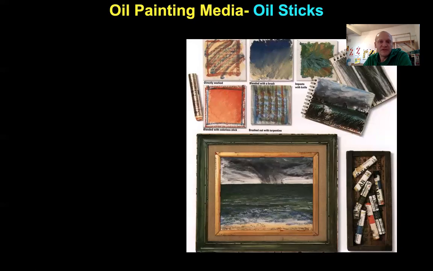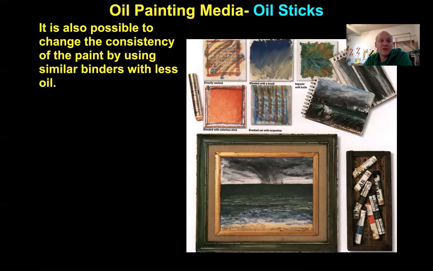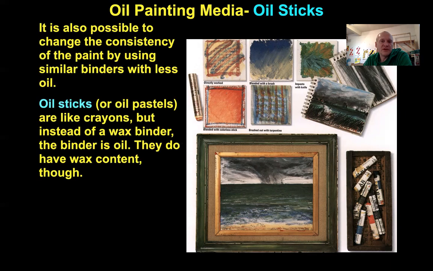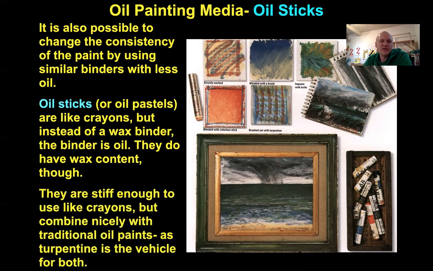They do oil sticks as well. So this is where you've got oil and a little bit of wax in it. And then you can use the turpentine to smudge it around, just like regular oil paint. It's stiff enough to be used like crayons, and combined nicely with regular oil paint as well. Really good for gestural stuff.